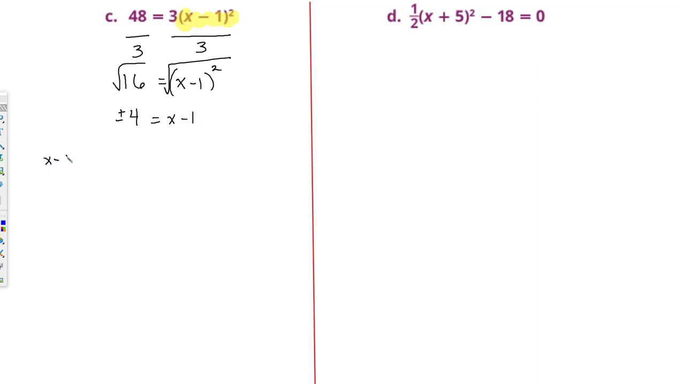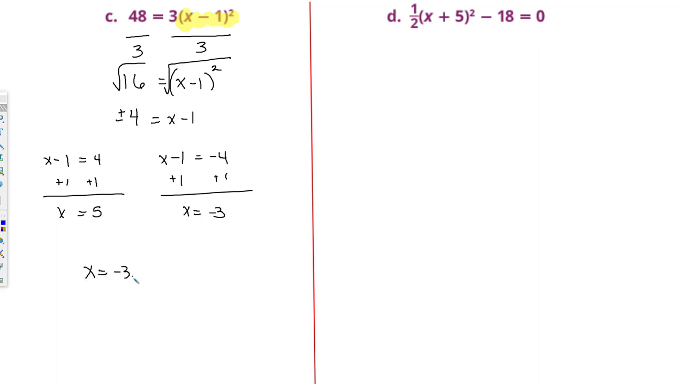And so we're going to solve each of those. X minus 1 is equal to the positive 4. X minus 1 is equal to the negative 4. Add 1 to both sides. X is equal to 5. Add 1 to both sides. X is equal to negative 3. And so when I write my answer, it's going to be negative 3, comma 5.